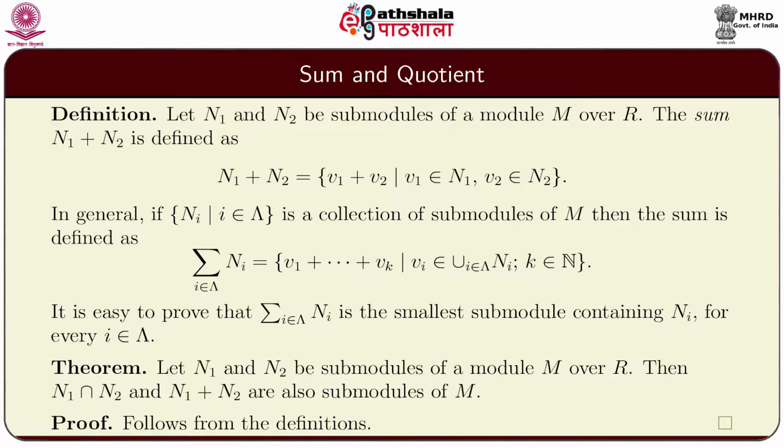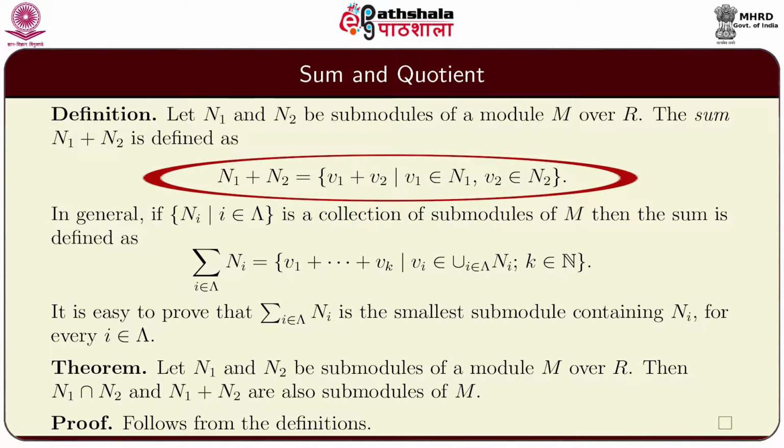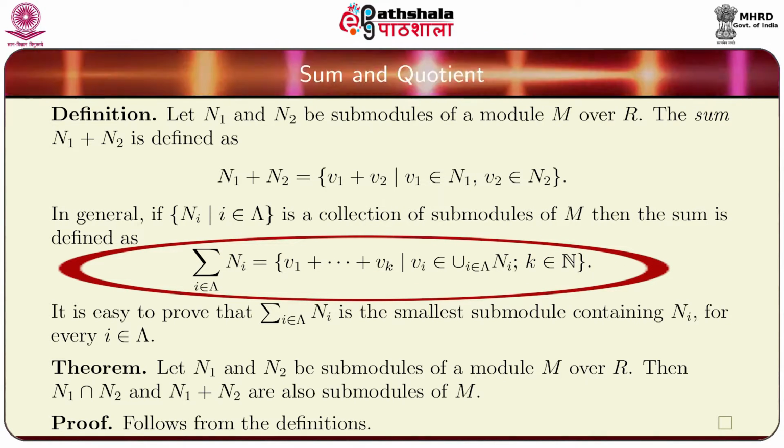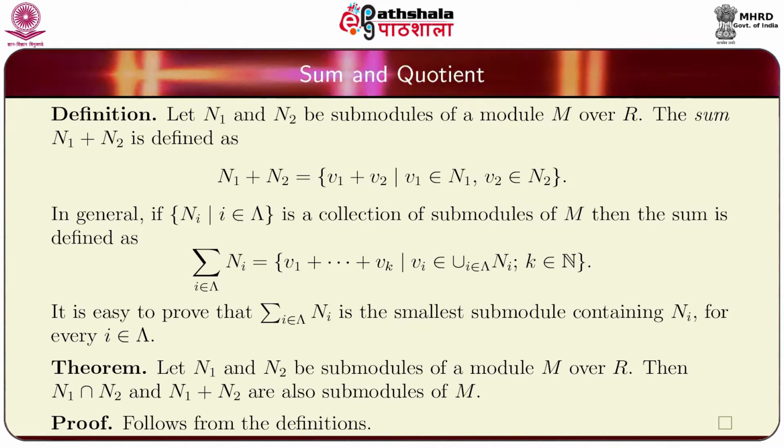Let us now define the sum of submodules, and the definition is almost the same as that for sum of subspaces for a vector space. Let N1 and N2 be submodules of a module M over R. The sum N1 plus N2 is defined as the set of all elements of the form v1 plus v2, where v1 belongs to N1 and v2 belongs to N2. And in general, if Ni, i running over an index set lambda, is a collection of submodules of M, then the sum is defined as the summation of Ni, i belonging to lambda, the set containing elements of the form v1 plus and so on.